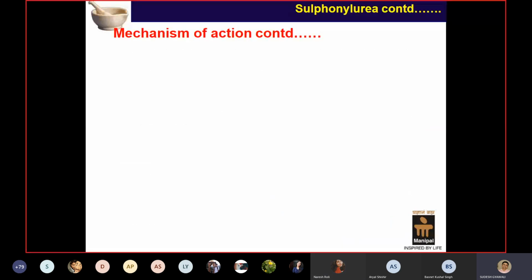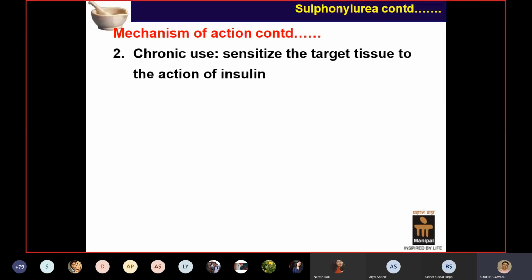Now the other mechanism, this is the secondary one; the main mechanism was the earlier one. When you use sulfonylurea for a long period of time, it sensitizes the target tissue to the action of insulin. The target tissues, like skeletal muscle and liver, are the tissues where insulin acts, isn't it? So they are being sensitized by this.